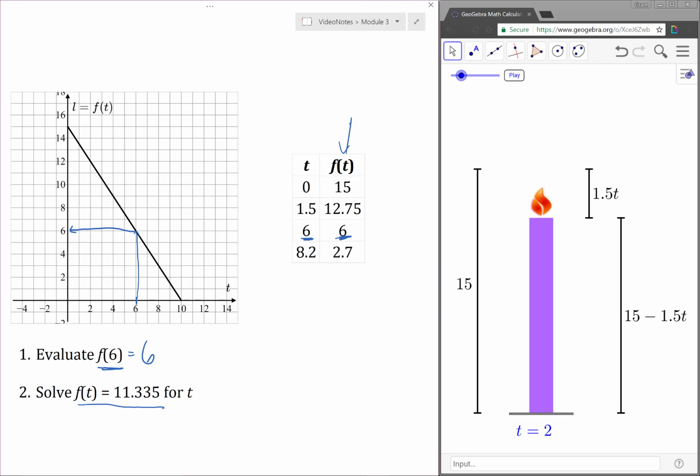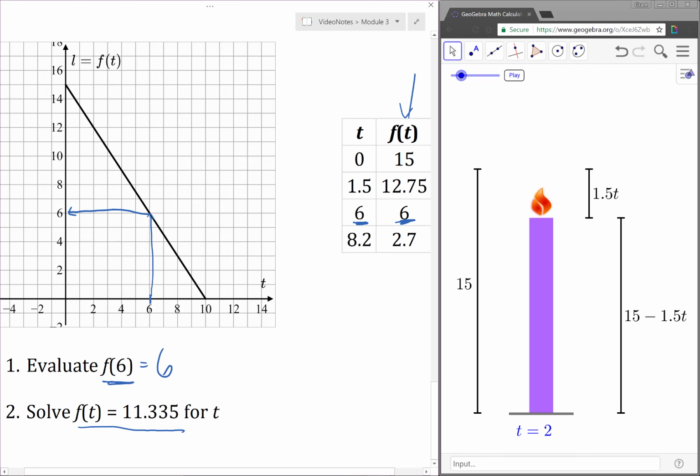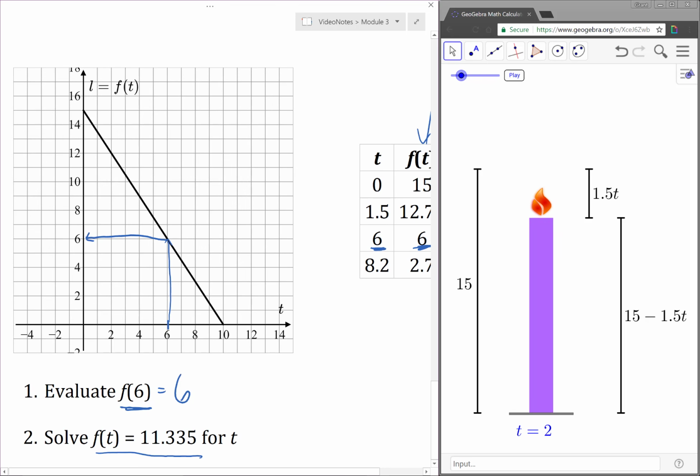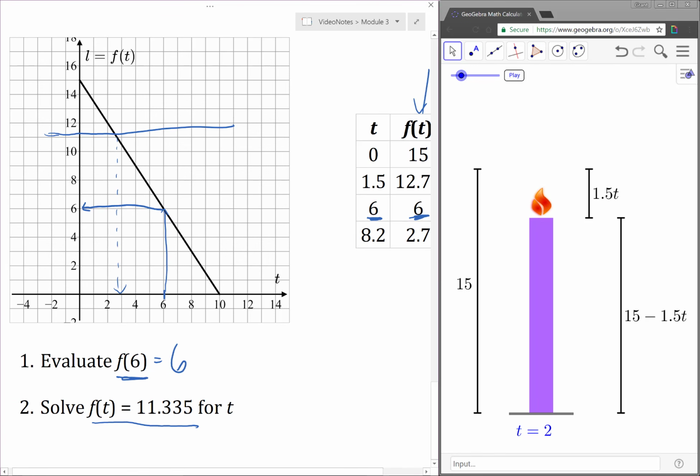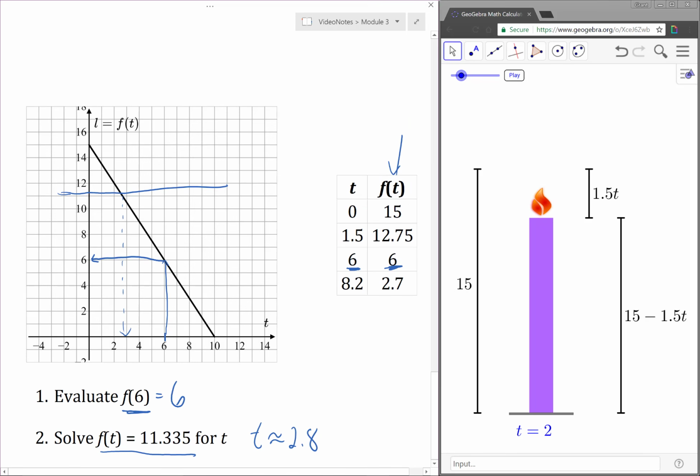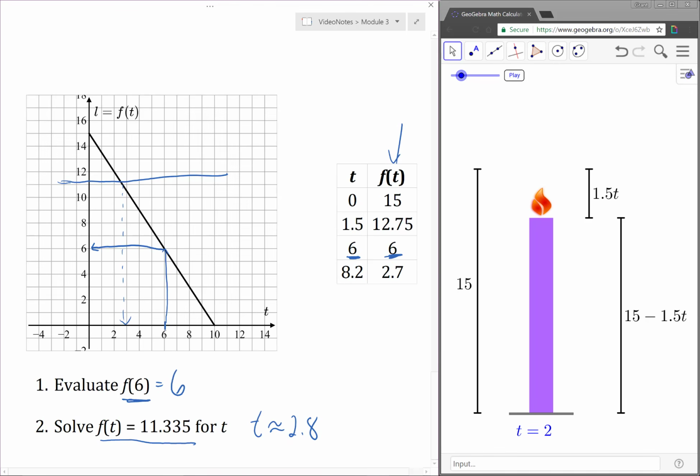However, we can use the graph to get a decent answer. So if f of t is equal to 11.335, that'll be somewhere around here. If we look at the corresponding value of t, it's a little less than 3. So maybe t is roughly 2.8. Now, using this graph relies on our ability to visually approximate and do that well. We can do a decent job of this with the graph, but the formula would be the only way to reliably get an exact answer for this question.